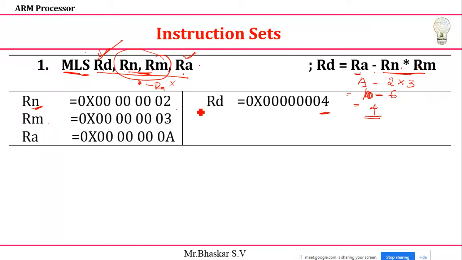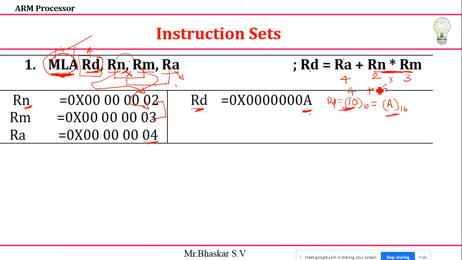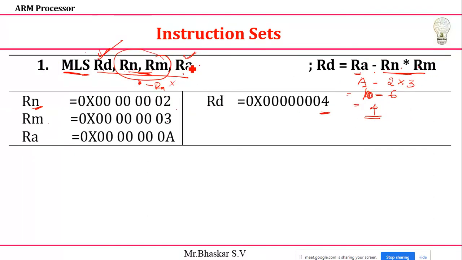Okay, this point you should remember. For the previous case it is not an issue. If you multiply first and later add RA, it is not an issue. But in this case, we would definitely get a negative value if done the wrong way. That's why you should remember RA minus Rn into Rm. So this is the MLS instruction. Clear about this one?